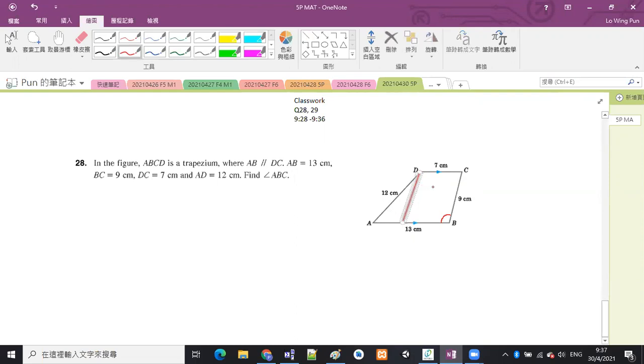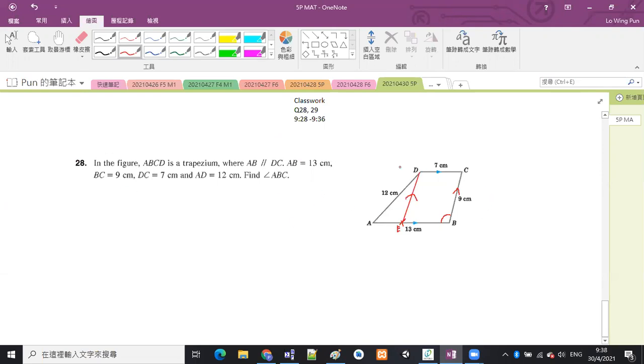Okay. We construct another pair of parallel lines, which will be dividing the trapezium into a triangle and a parallelogram. Okay, so let us call this point E. Point E. Yes. Okay.